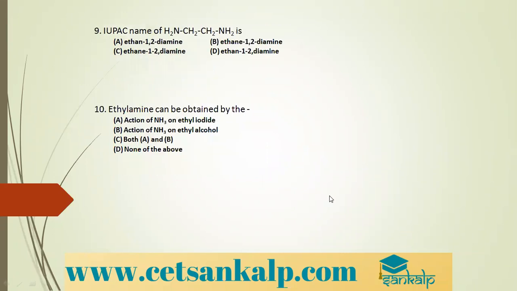IUPAC name of NH2, CH2, CH2, NH2. Very simple. How many carbon atoms are there? There are 2 carbon atoms. So 1, 2, wherever you want to do the numbering. So it is ethane-1,2-diamine.